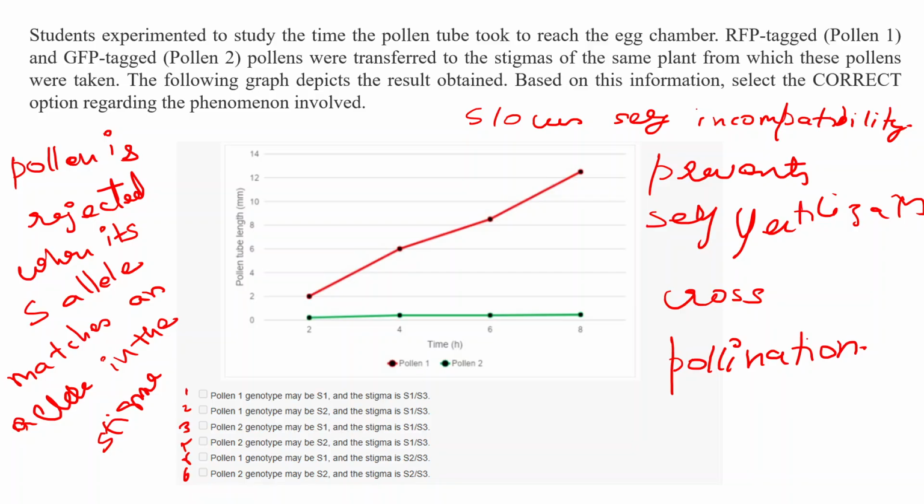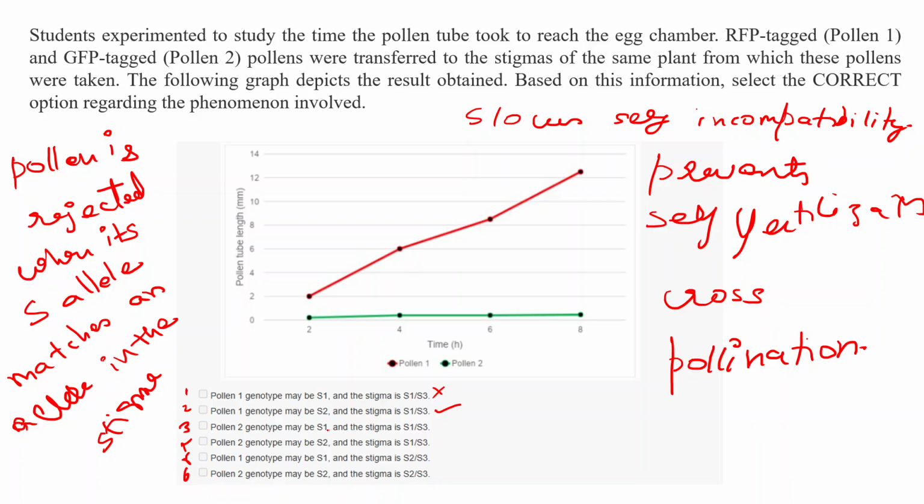Is it correct? No, because here they are matching. So this is not correct. Pollen 1 genotype may be S2 and the stigma is S1, S3. Yes, because pollen 1 is growing. So you see this is S2 and it is not matching with the stigma. So this can be correct.